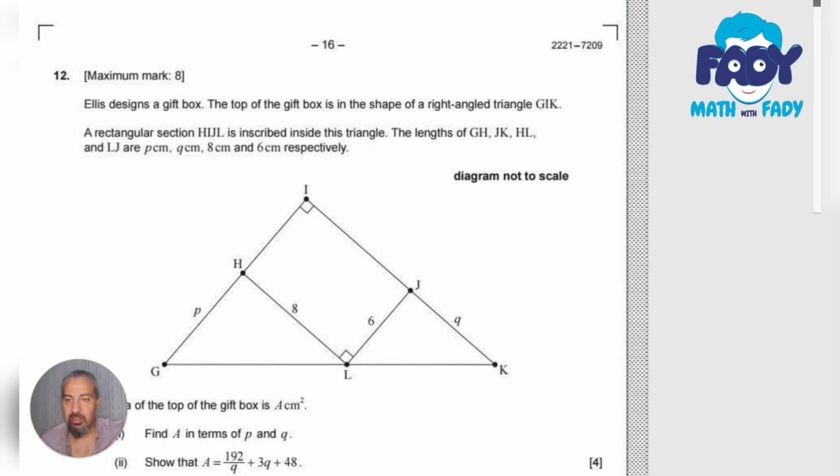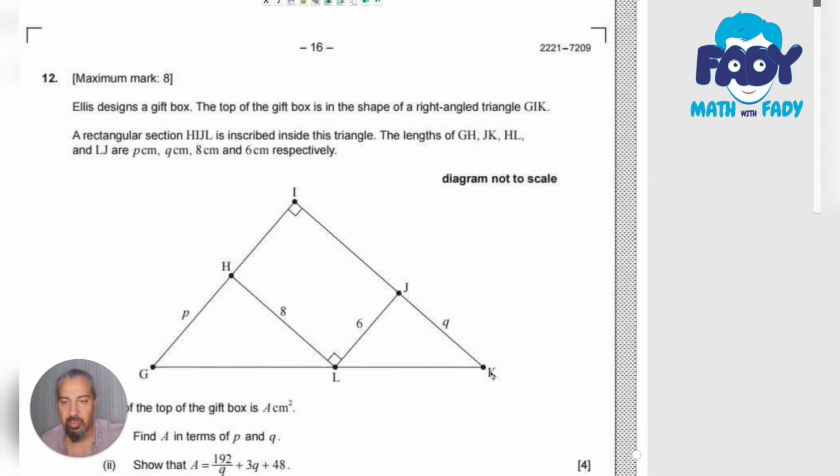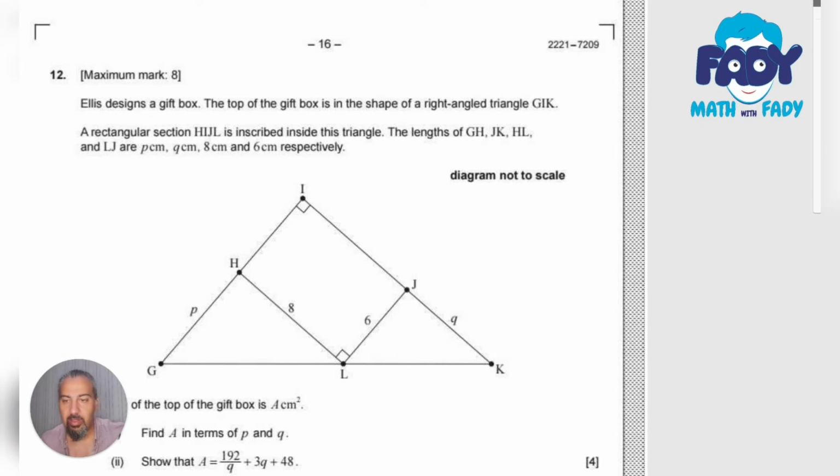Ellis designs a gift box. The top of the gift box is in the shape of a right angle triangle GIK. So here, triangle GIK. A rectangular section HIJL is inscribed inside the triangle. So this is a rectangle inside this right angle triangle. And the lengths are given: P centimeters, Q centimeters here, 8 centimeters and 6 centimeters.